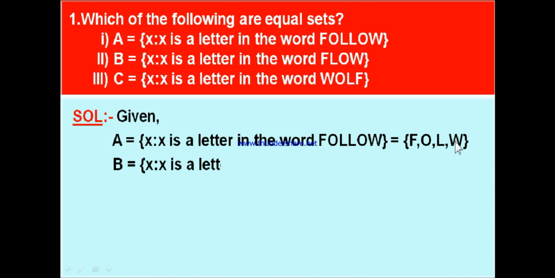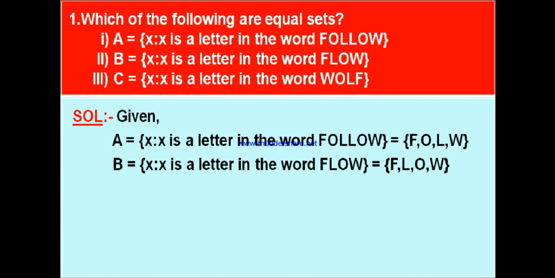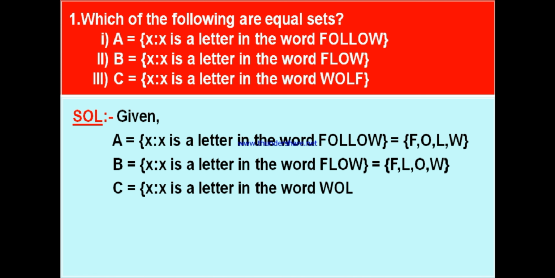Now set B. Set B is equal to the set of x such that x is a letter in the word flow. Again, what is the list form or roster form of this? We have to list out all the different letters in the word flow. The different letters are F, L, O, W. No letter is repeated, therefore nothing to worry. Now the third set C is equal to the set of x such that x is a letter in the word wolf. Now what are the different letters in the word W, O, L, F?